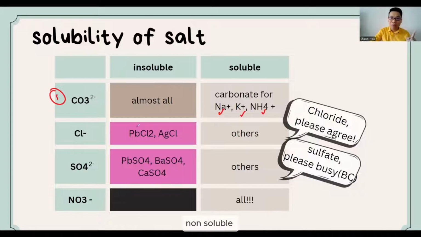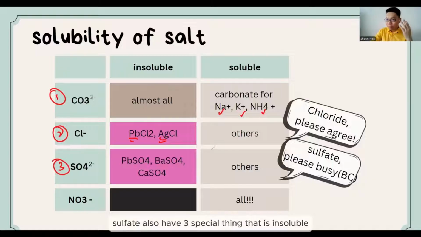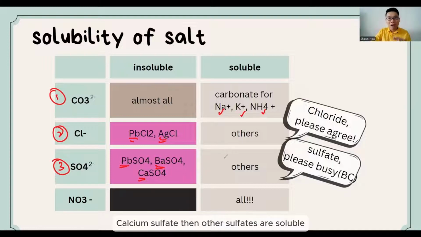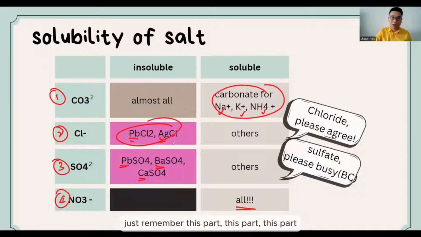Other than that, non-soluble. For chloride, chlorine, please agree, means Pb and Ag. These two are special, they are insoluble. So lead chloride, silver chloride, not soluble. Other chlorides are soluble. Then how about sulfate? Sulfate also has three special insoluble ones, which are Pb, Ba, Ca: lead sulfate, barium sulfate, calcium sulfate. Then other sulfates are soluble. Then nitrate, all soluble. Do not need to memorize everything, just remember this part, this part, this part.